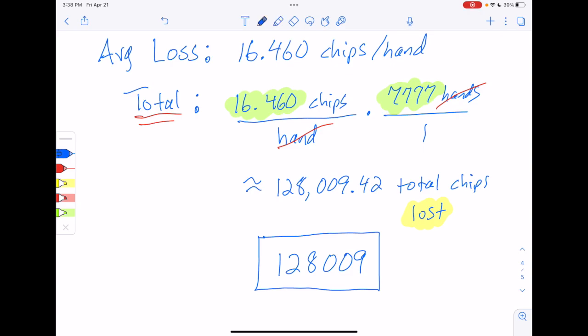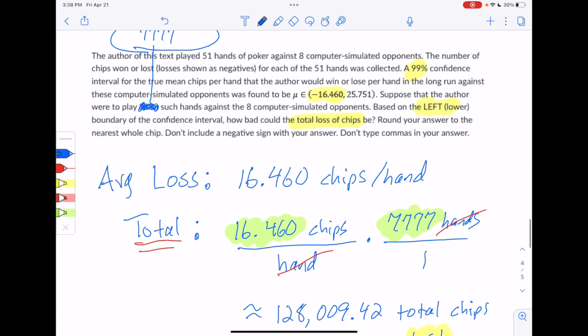If the problem you're doing is asking you about like best case scenario where you're focusing on the win, then you just change it by taking that number right there and putting that number in that spot. So instead of looking at an average of 16.460, you'd look at the 25.751. And if you were doing that one, then instead of referring to it as a loss, you'd call it a win because that right-hand boundary is positive. But you're just going to end up typing in the numbers, so it's not that big of a deal.